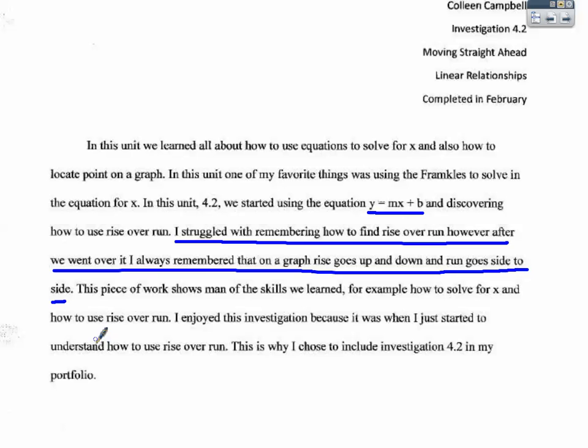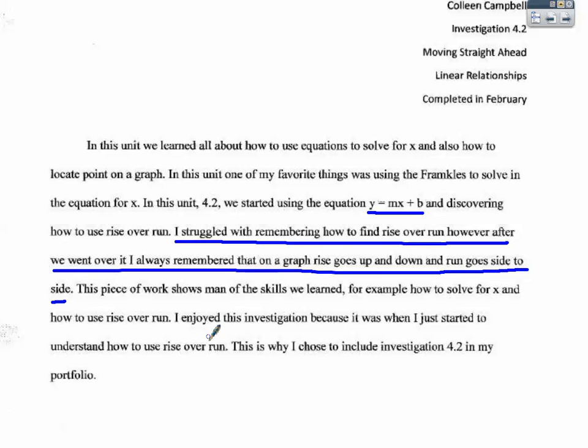So what I'm underlining at this point is the fact that I did struggle with remembering how to find rise over run, because it's just hard to get it into your mind that you can find it by using a graph. But we went over it all the time, and I learned that rise goes up and down and run goes side to side, because you don't run up and down, because that would be weird.